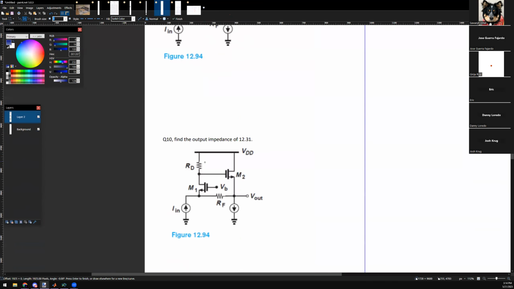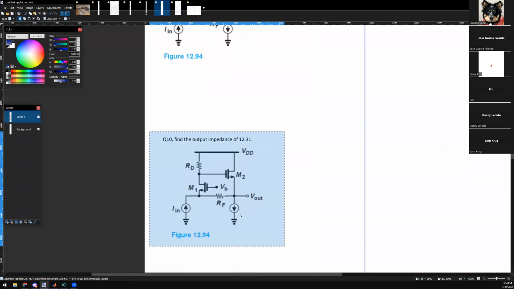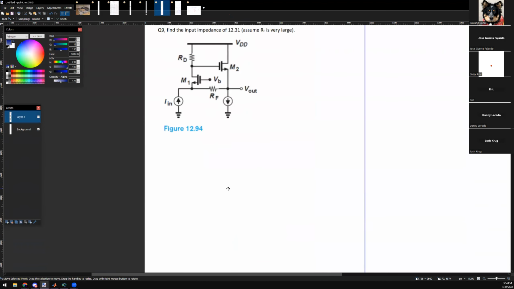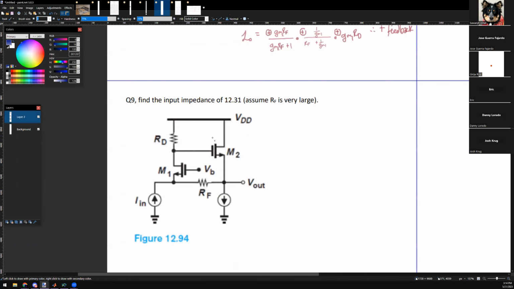They're going to be input impedance and output impedance. That's the last 3 questions you asked for. Yeah, there's a test too that Josh wanted to do that I think I sent to you. Oh, okay, I see. Input impedance 12.31, assuming RF is very large.